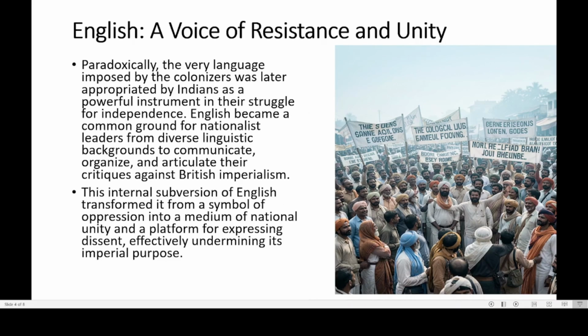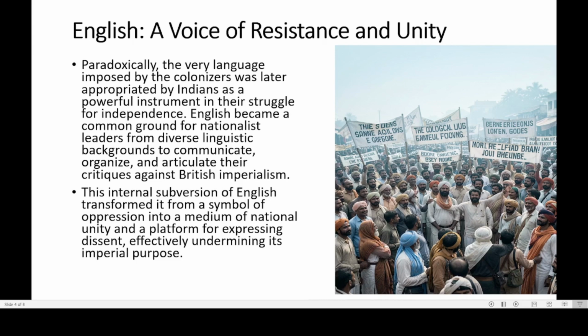Now, something very surprising happened in history. The same language that the Britishers introduced later became a tool against British rule. Dear students, we all know India has hundreds of languages, and if leaders from different regions wanted to discuss national issues to the world, what language could they use? For them, English became the common language. Leaders from different parts of our country could communicate with each other through English.